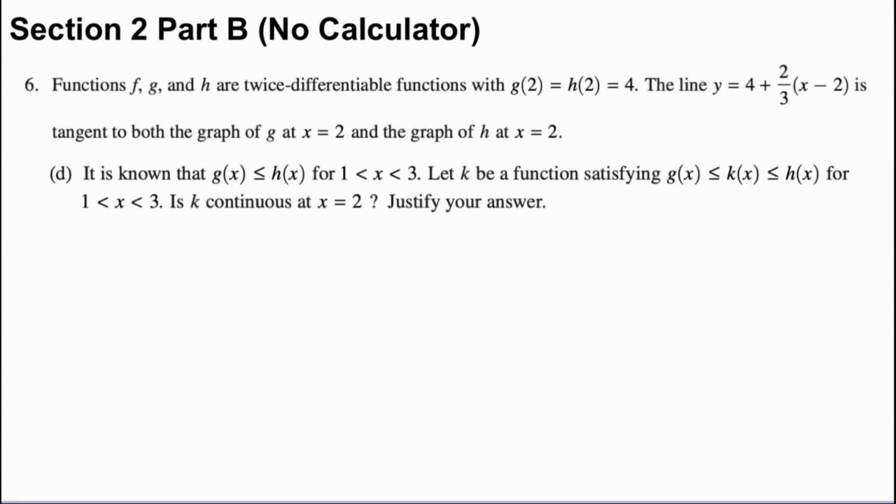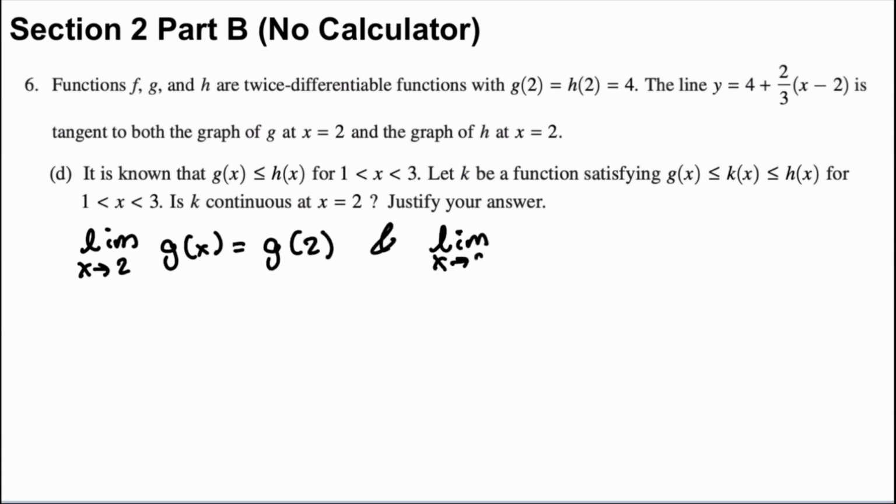So we know that the functions g and h are continuous because they are known to be differentiable. So I'm just going to write out the statement that the limit as x approaches 2 of g of x is equal to g of 2, and the limit as x approaches 2 of h of x is equal to h of 2. So our objective is to prove the same concept, but for k. We want to find that the limit as x approaches 2 of k of x is equal to k of 2.